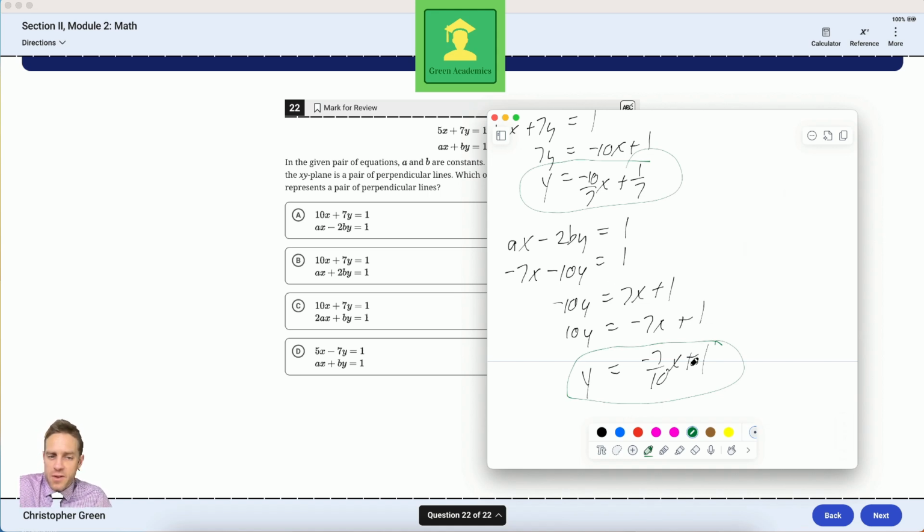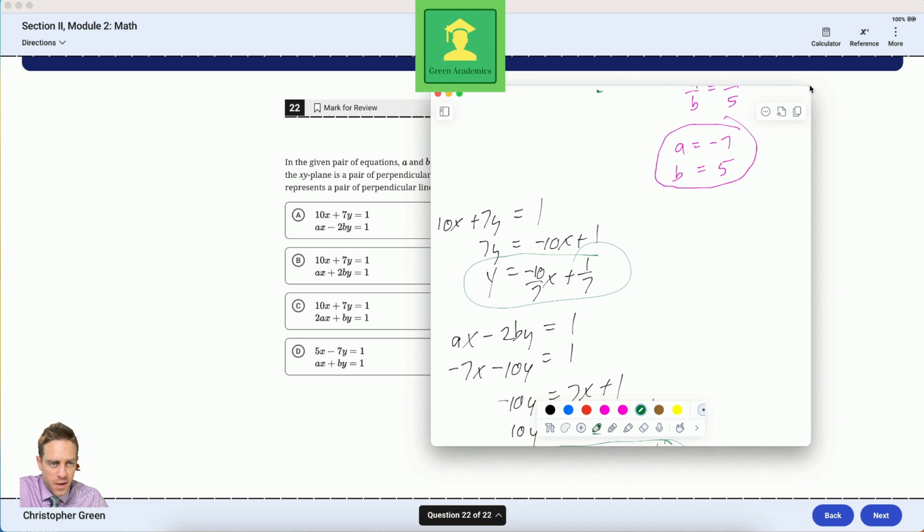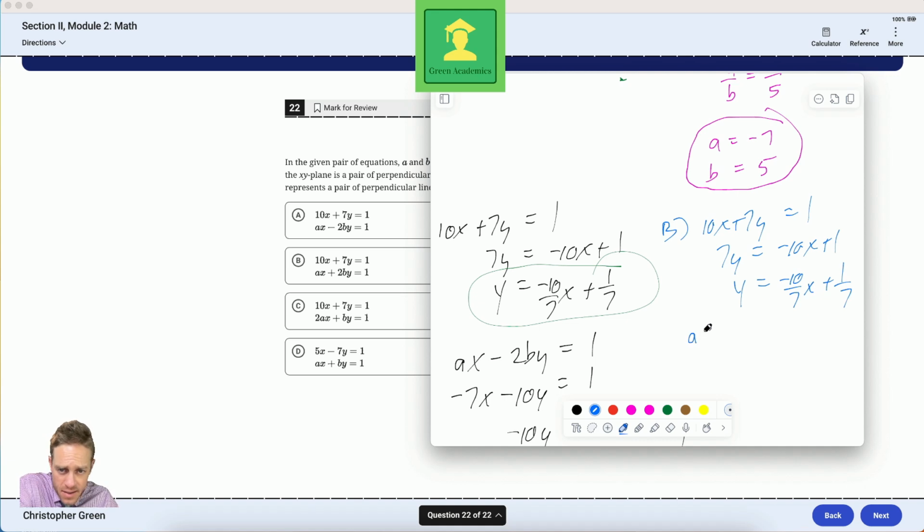They're actually just reciprocals. Okay, of course, the answer choices are very close together. It looks like it should be B as in boy, but let's carefully confirm that it's B using our numbers. So for B, 10x plus 7y equals 1. 7y is negative 10x plus 1. Y is negative 10/7 x plus 1/7. And then the bottom line for B would be ax plus 2by equaling 1.